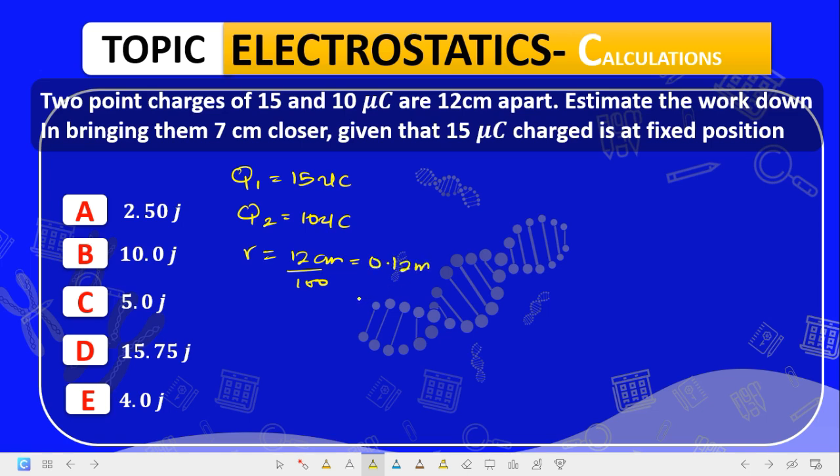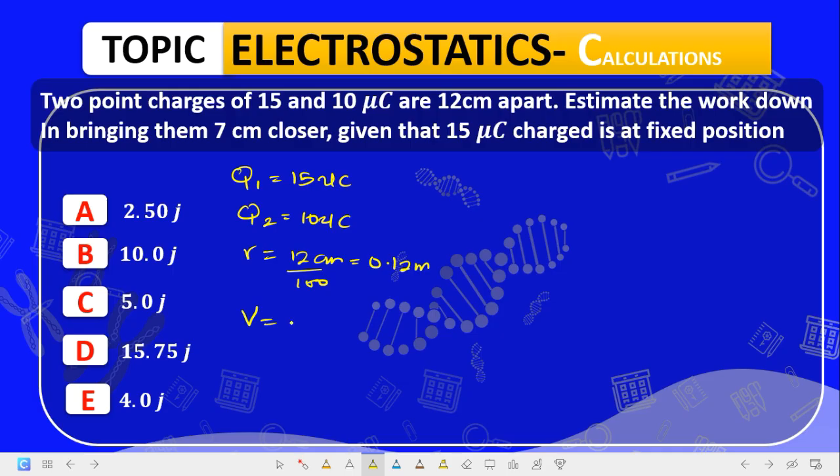Estimate the work done in bringing them 7 centimeter closer, given that the 15 microcoulomb charge is at a fixed position. Now for us to calculate the work done in bringing them together, first of all, we need to calculate the potentials at each of the distances and then find the potential difference. The potential difference will give us the work done in bringing them together. So first of all, let's calculate the potentials.